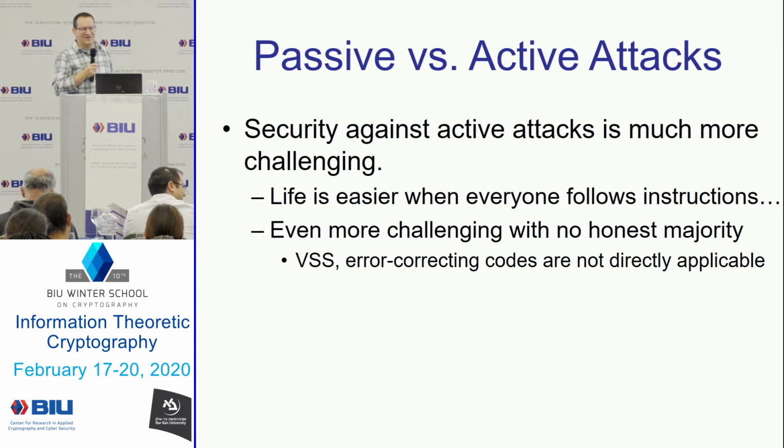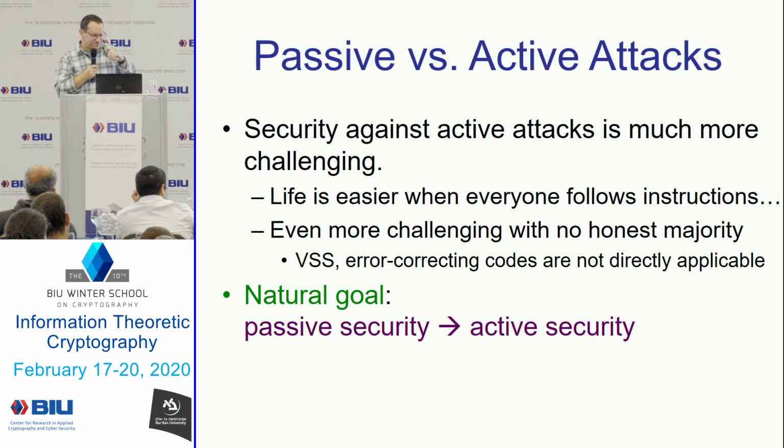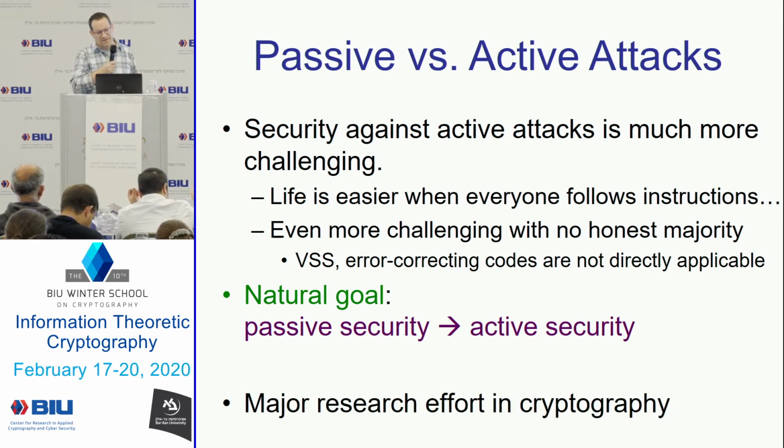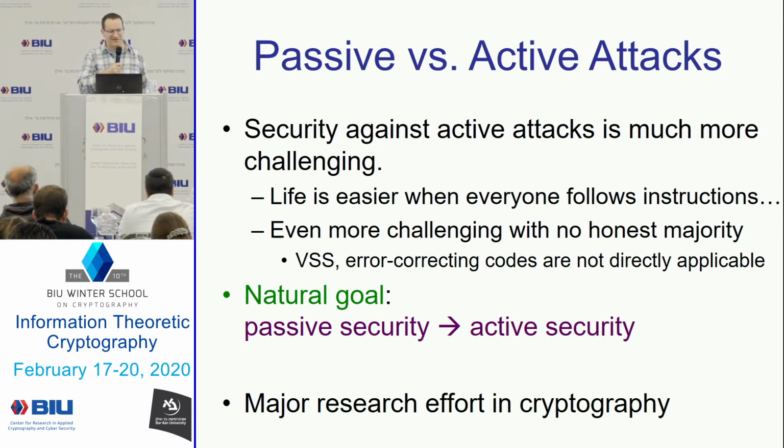And it's more difficult when you have no honest majority. In this country, we do have an honest majority. In particular, techniques like VSS and error correcting codes are not directly applicable. So a natural goal is to find cheaper ways of converting passive security into active security, especially in the case of protocols for no honest majority, say 2-party protocols. And that's really a major research effort. There is a lot of work by many people that goes in this direction.